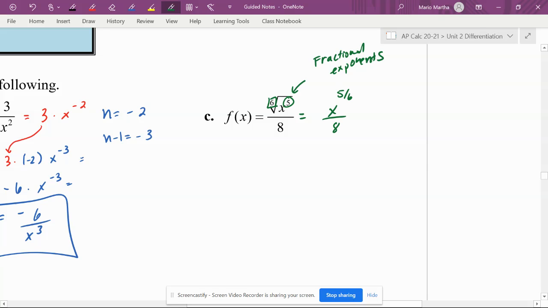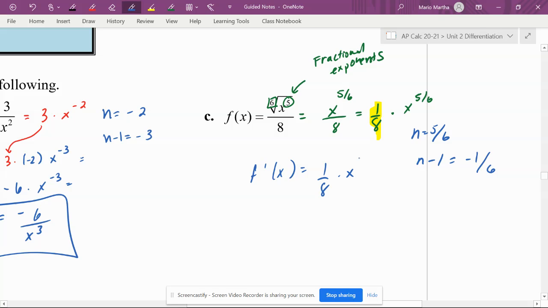Now here, there is a constant. So you guys want to be careful. Make sure that you identify the constant. If you have the denominator, your constant is 1 over 8, right? I can rewrite it so I can see that clearly. And then x to the 5 over 6. So this is my constant, which I'm just going to put in front. So f prime of x equals 1 over 8. And then n is equal to 5 over 6. And then n minus 1 would be, take away 6 over 6, so that's going to be negative 1 over 6, times x to the negative 1/6.